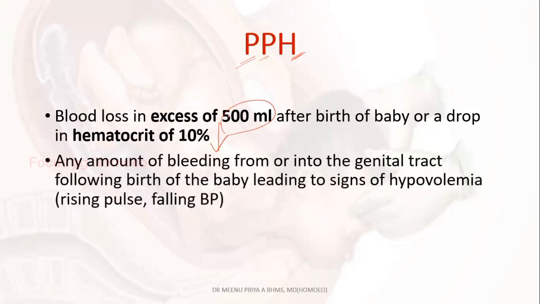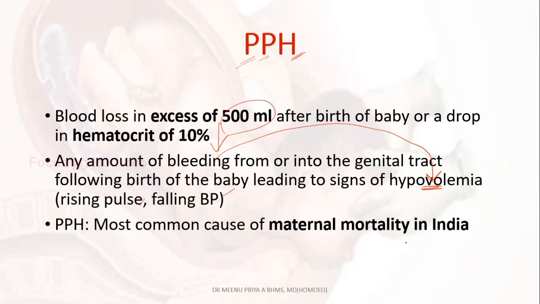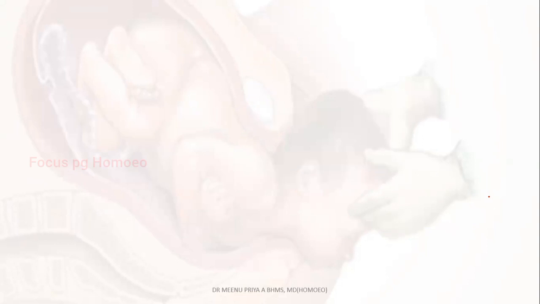The definition is any amount of bleeding from or into the genital tract following birth of the baby leading to signs of hypovolemia. So any bleeding directly leading to hypovolemia, with the signs of rising pulse and falling BP, it is PPH. And PPH is the most common cause of maternal mortality in India. So maternal mortality in India, the most common cause is postpartum hemorrhage.